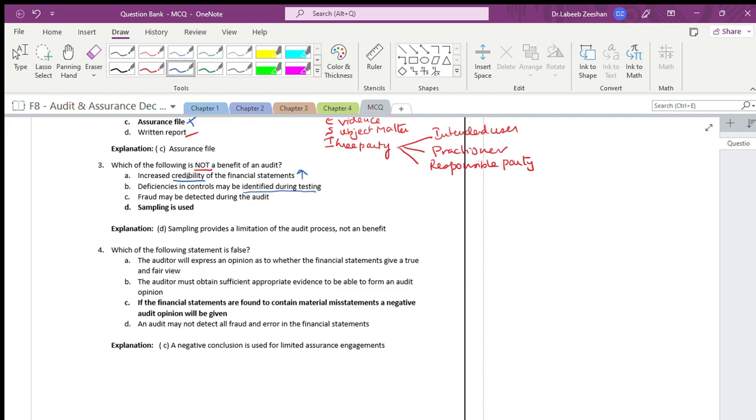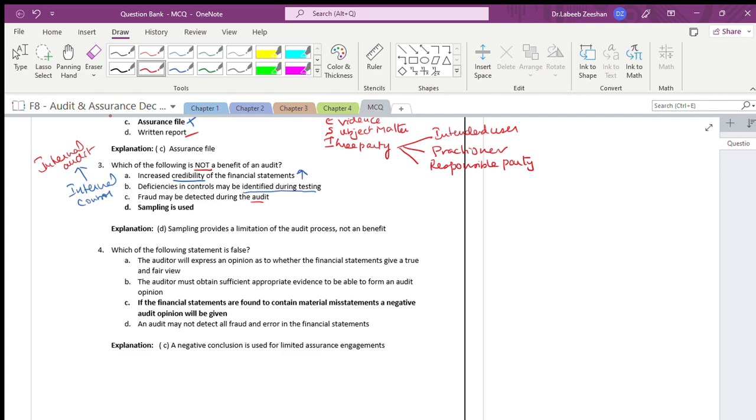If there are any deficiencies in the internal controls, is it right? Who is responsible for internal controls? Yes, Maita. Who is responsible for internal controls? The internal audit. Is it right? I will ask everyone. Means if any deficiencies are there, we can carry them out during the testing. We can detect fraud, which may be detected during the audit.